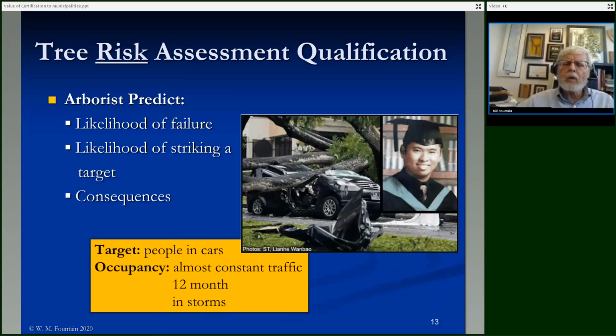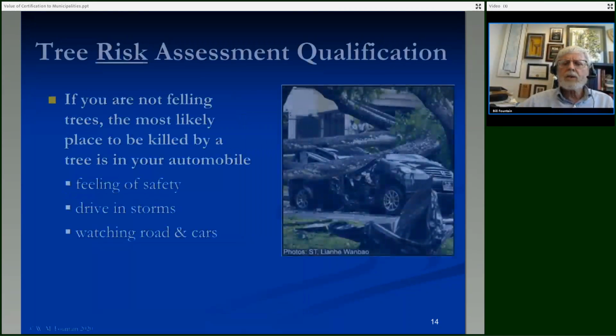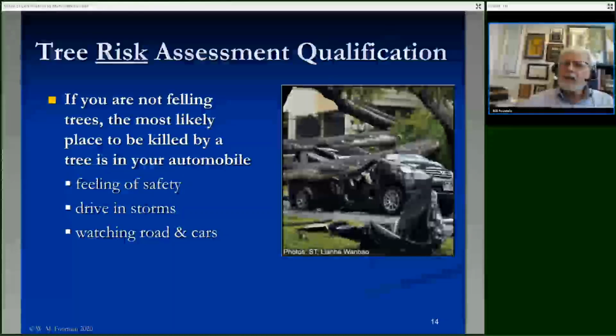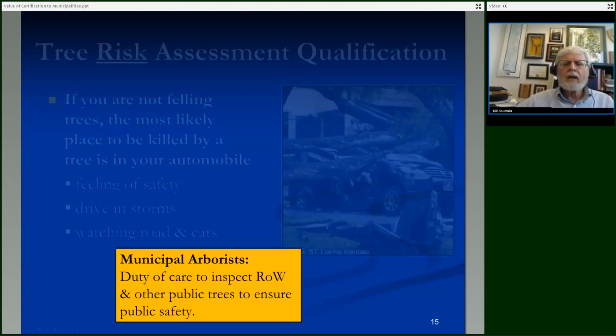And this is what we're really driving at in the TRAQ program for tree risk assessment, is looking at these municipal owned or municipal managed trees out there in the storms and the likelihood of failure. And it becomes a very important task that we have of taking care of this.